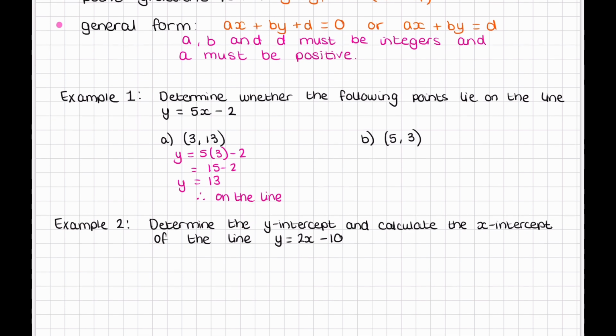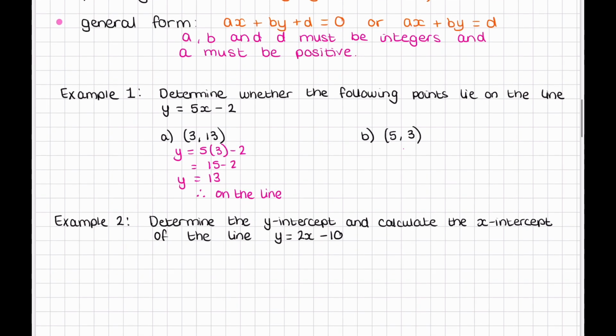In B, we have (5, 3). So once again, we're going to sub 5 in. So it'll be 5 multiplied by 5 minus 2, which equals 25 minus 2, which equals 23. So y is 23 when x is 5, which does not equal the 3 we have in the points in the question. Therefore, it is not on the line.